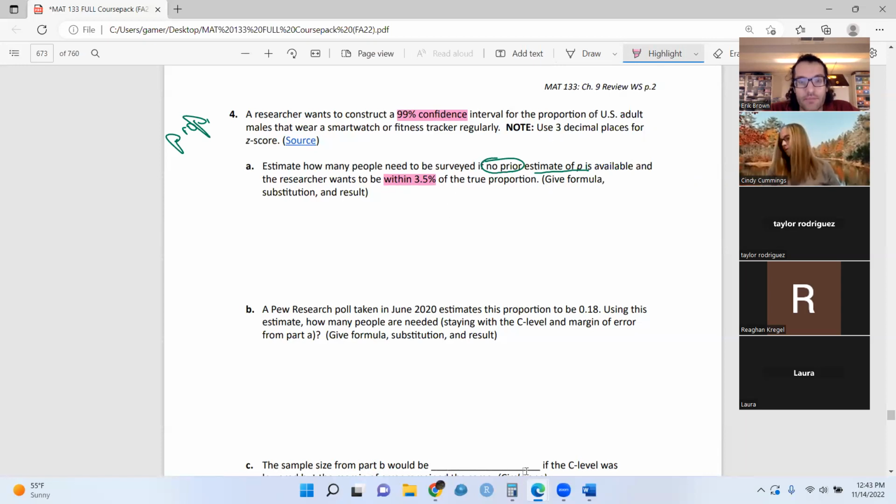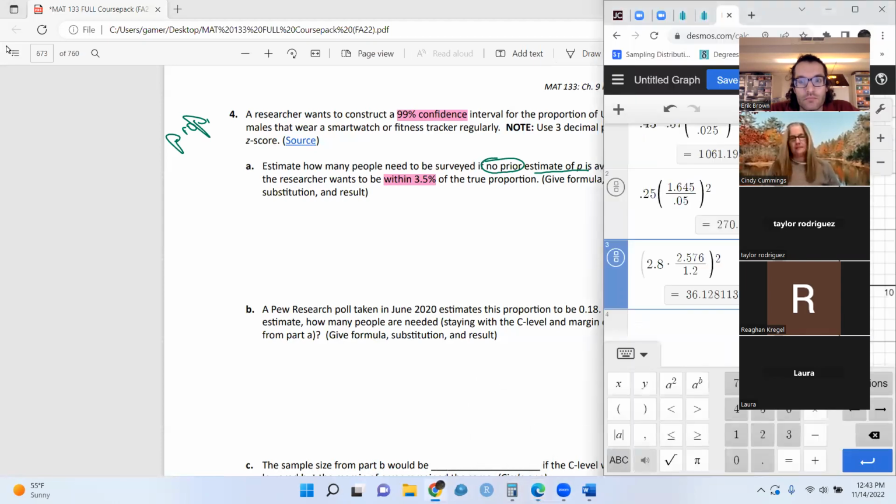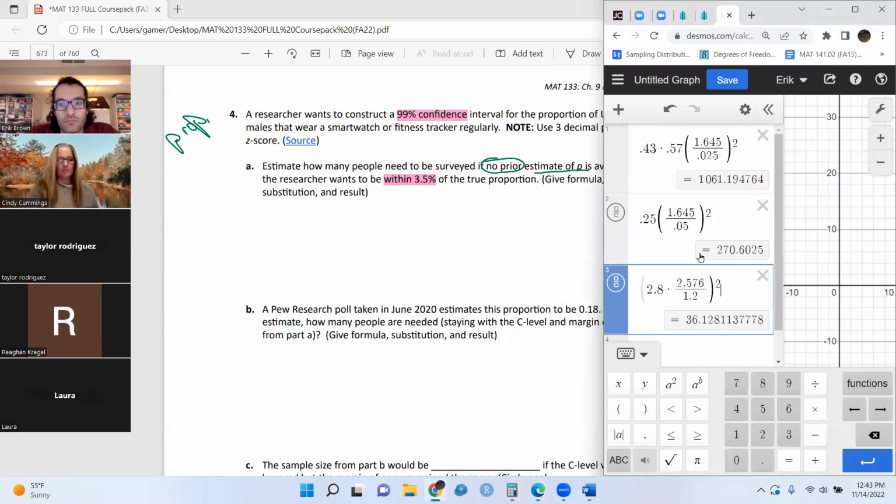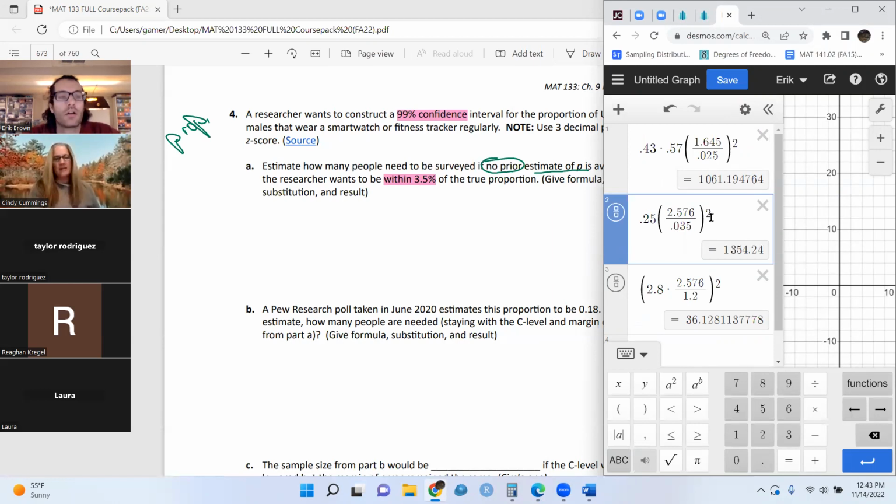What answer did you all get? For the first one, I got 1,354. So Taylor, what would you have to do to that? Round it to 55. Yes. Nailed it. Excellent. If you left it as 1354, you would lose like a point or a half point because you just forgot to round up. Good.